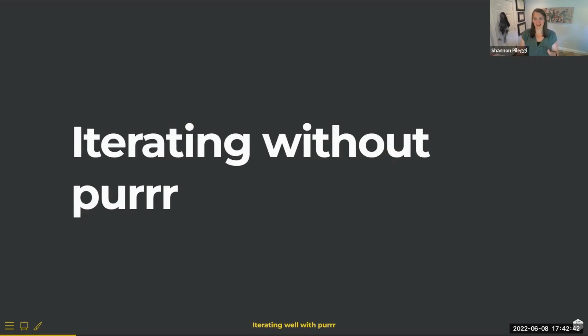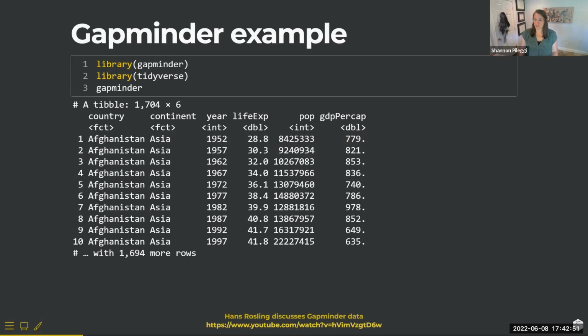Before we get into iterating with purrr, let's talk a little bit about iterating actually without purrr. So for this quick demonstration, we are going to be using data from Gapminder. That is from the Gapminder package. And I'm also attaching the tidyverse package as well. If you haven't seen the Gapminder data, you can see it has 1,700 rows representing countries over time. So we have measurements from Afghanistan in Asia from 1952 onwards, with a few different variables about that country: life expectancy, population, and GDP per capita.